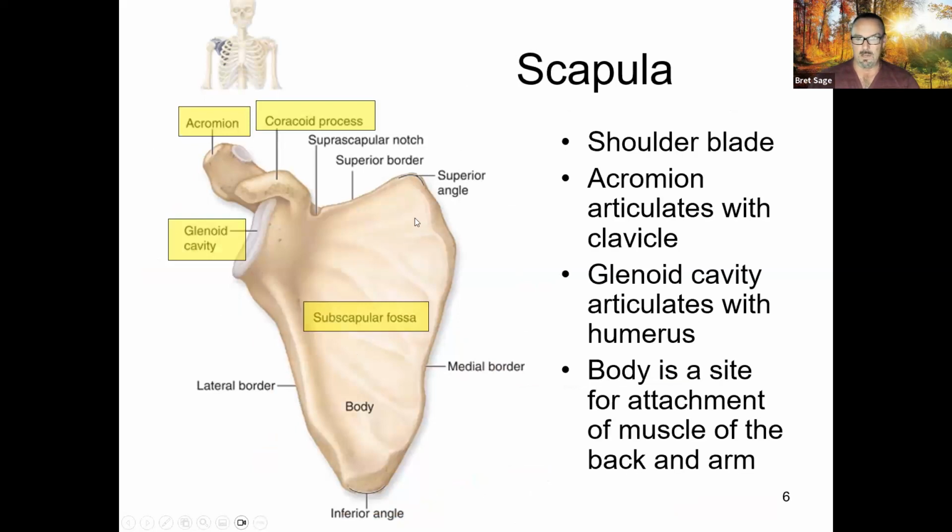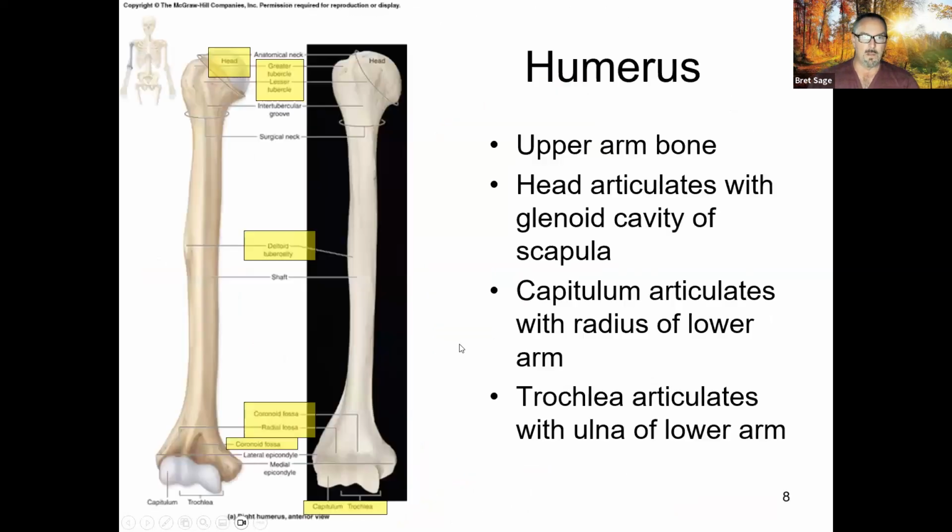Scapula, don't worry about the yellow here. This is called your shoulder blade. The acromion here articulates with the clavicle. Glenoid cavity is where your arm sits; the head of the humerus goes there. Body is the site of muscle attachment. A humerus, upper arm bone. You guys can read all that. Nothing much more to say there.